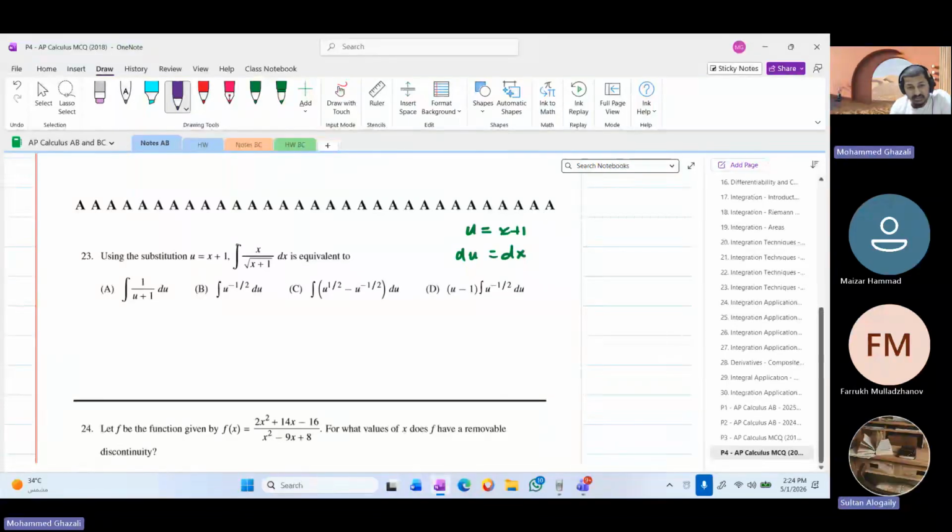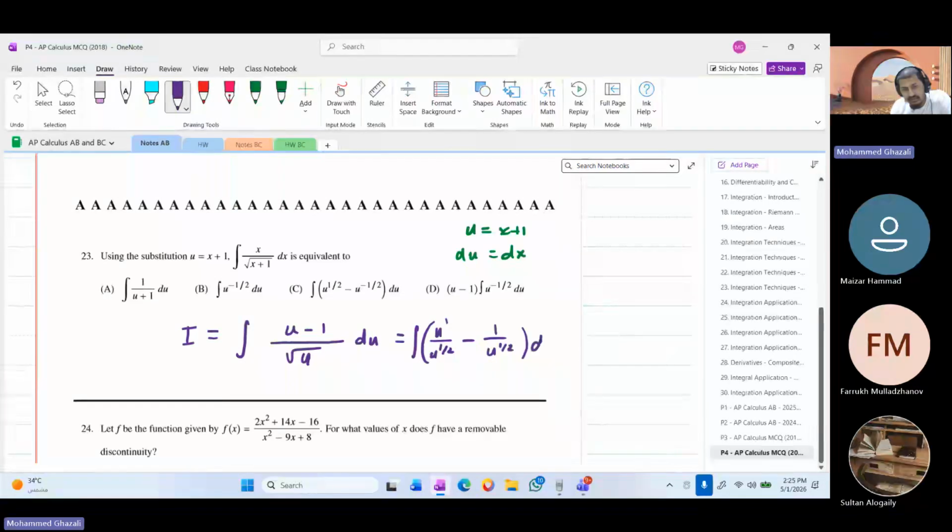So hold on, what's the integral? We have an x. What is x? x is u minus 1. Okay, so now you have u minus 1 over root u du. So now you've got u over root u, so that's u to the power 1 over u to the power half, minus 1 over u to the power half, du. That's easy.